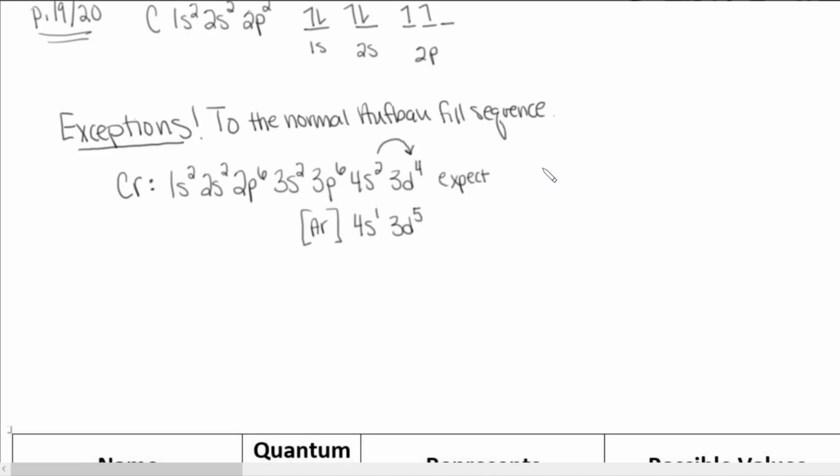And the reason why is as follows. It turns out that full and half full sublevels are more stable than almost full or almost half full.